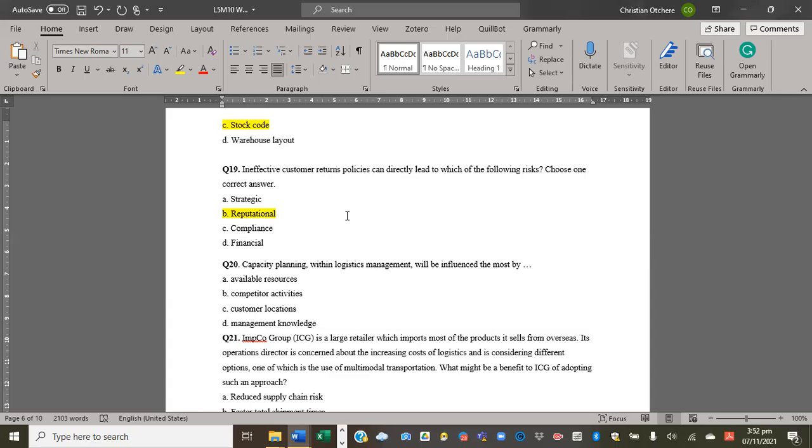Ineffective customer return policies can directly lead to which of the following risks? Directly. Some of the return policies are very restrictive. Have you ever read a return policy where goods can only be returned in 2 or 3 days? They give you a very short window to return the goods when you realize they are not fit for purpose. And even when you return them, the way you are treated, sometimes you go through a lot of stress.